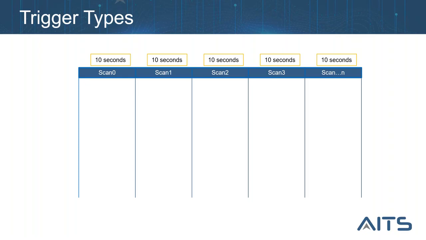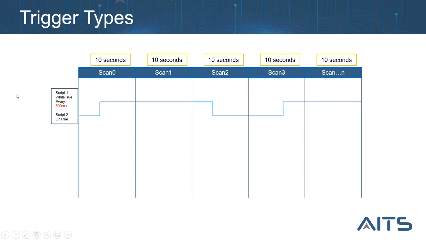So every 10 seconds, I'm scanning this object and looking at the expression to trigger a period. Let's imagine we have this type of expression. Based on it, on true or while true, I want to trigger a script. So this expression started as false, it becomes true, then it becomes false, then true.